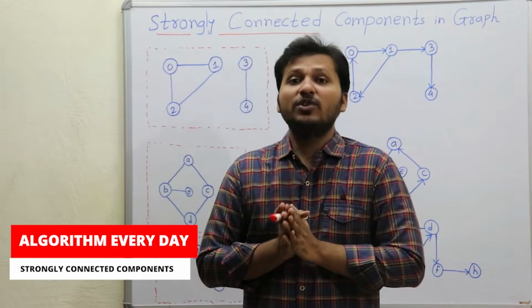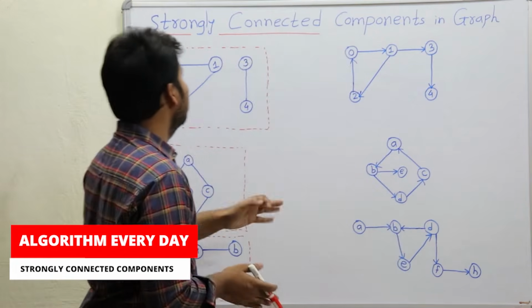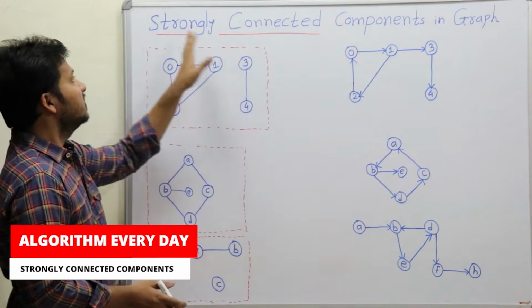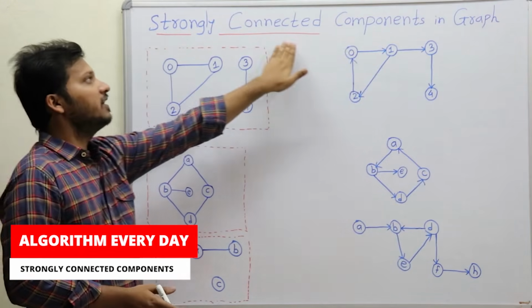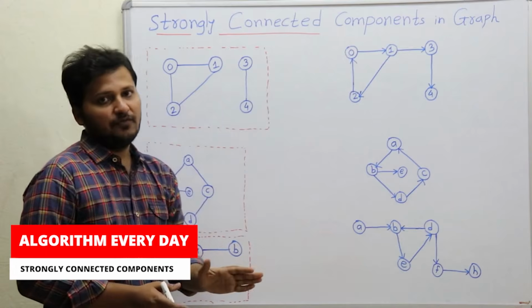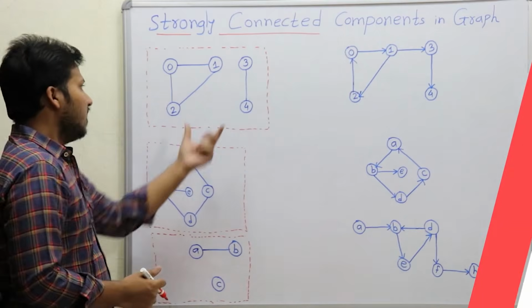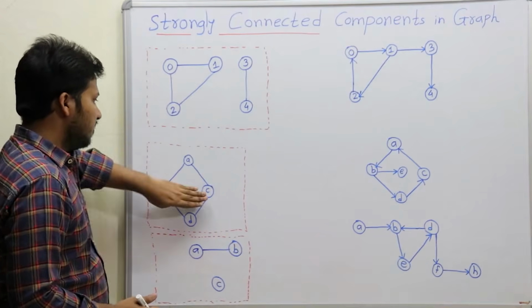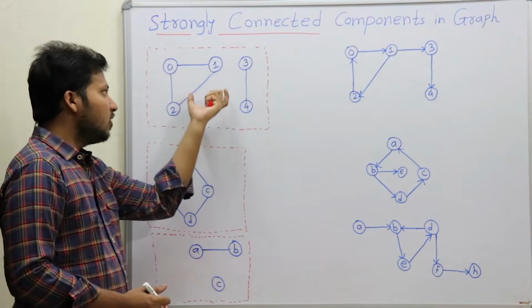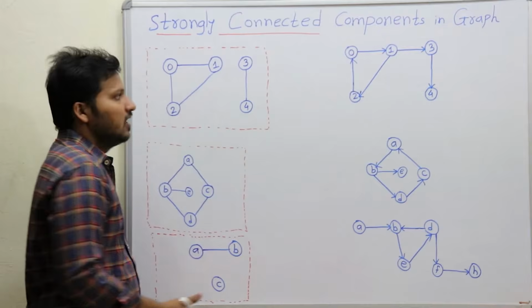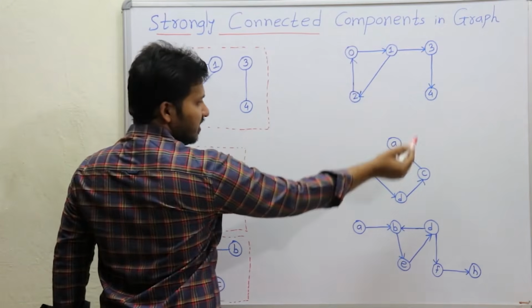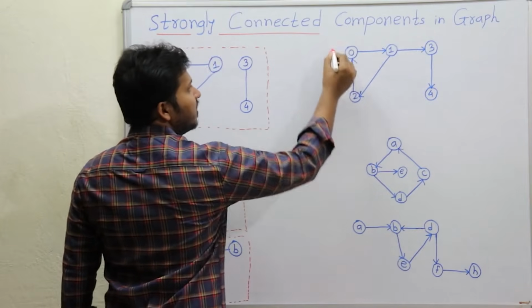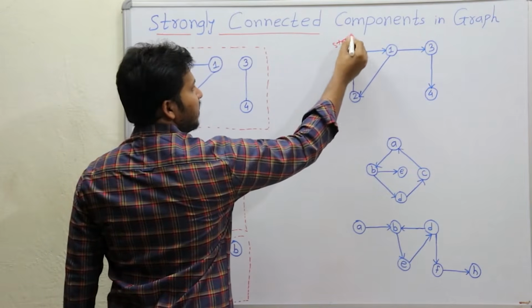Hey friends, today we are going to see what are connected components in a graph, and along with that we are going to see what are strongly connected components in a graph. See, I have drawn some graphs here. On this part of the board we are going to find out the connected components, and in these three graphs, on this part of the board, we are going to find out the strongly connected components.